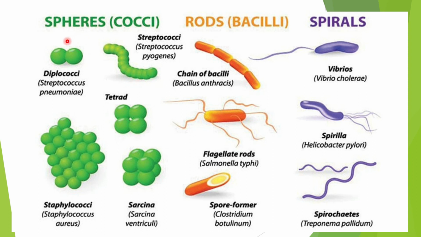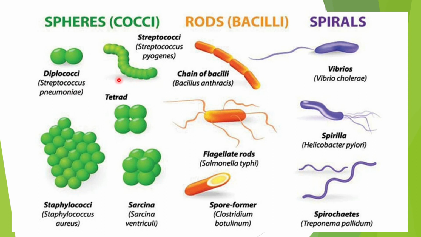Coming to the coccus, monococci are bacteria that exist as a single spherical cell. If the cocci exist as a single spherical cell, then it is called monococci. And if the cells are arranged in pairs after cell division, then it is called diplococci. Single spherical cell is monococci, and paired cell is diplococci. Example is Streptococcus pneumoniae.